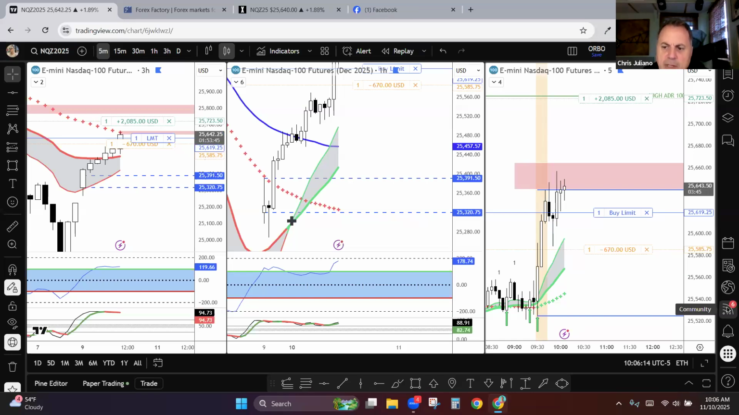Is there a better setup? Well, we really like to see when it breaks out to the upside that it keeps going, right? This feels like it's going to take a while. This may take a while, but then eventually make a move, right? Momentum is building.